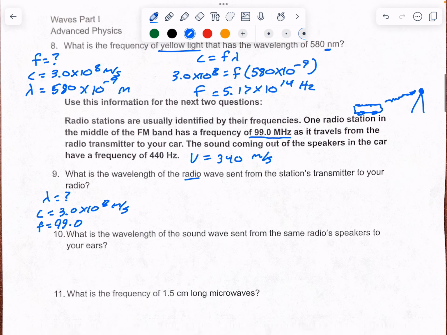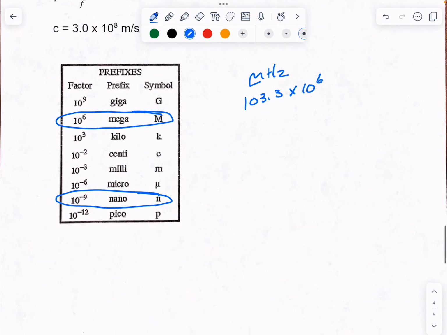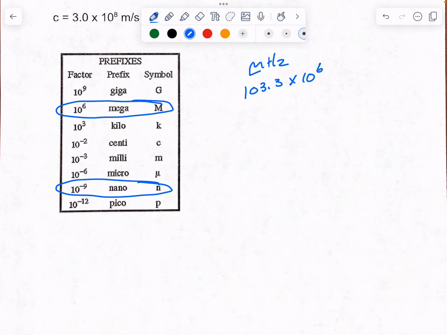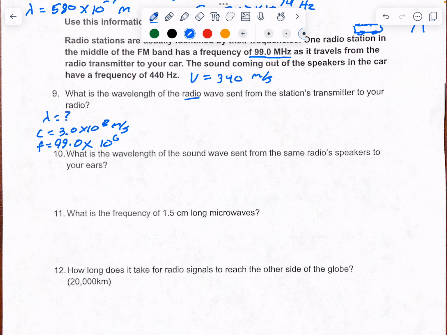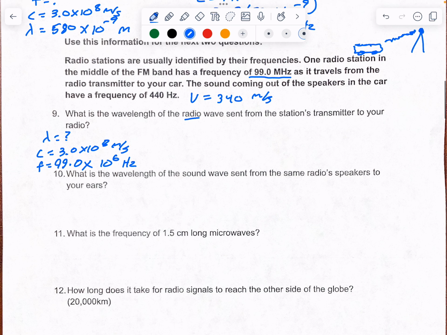Now megahertz can't have that, so I'm going to go back down here. Megahertz, we already hit it, is 10 to the 6th. So what we're going to do is we're going to add 10 to the 6th on that 99. So there's your frequency. And we're going to use our equation, C equals frequency times wavelength. So 3.0 times 10 to the 8th equals my frequency, which is 99.0 times 10 to the 6th, times your wavelength, which we don't know. Okay, so you're going to get a wavelength of 3.03 meters.